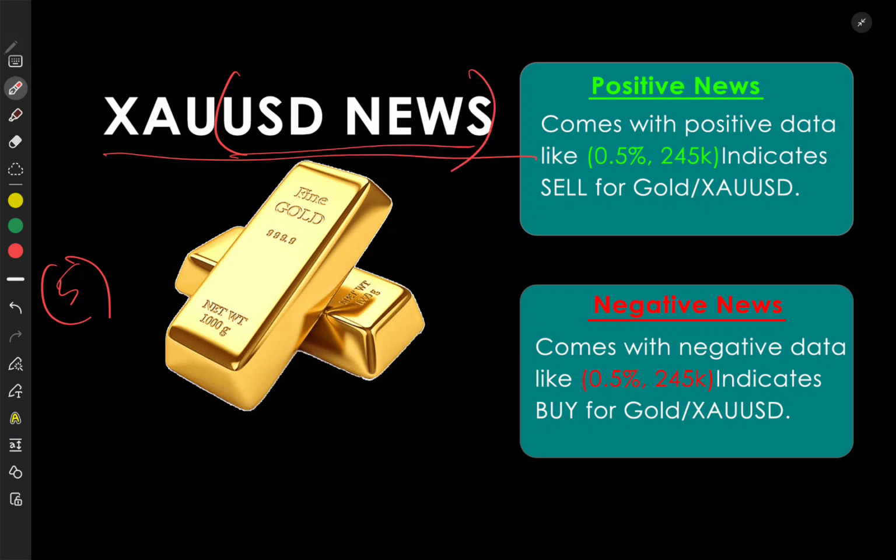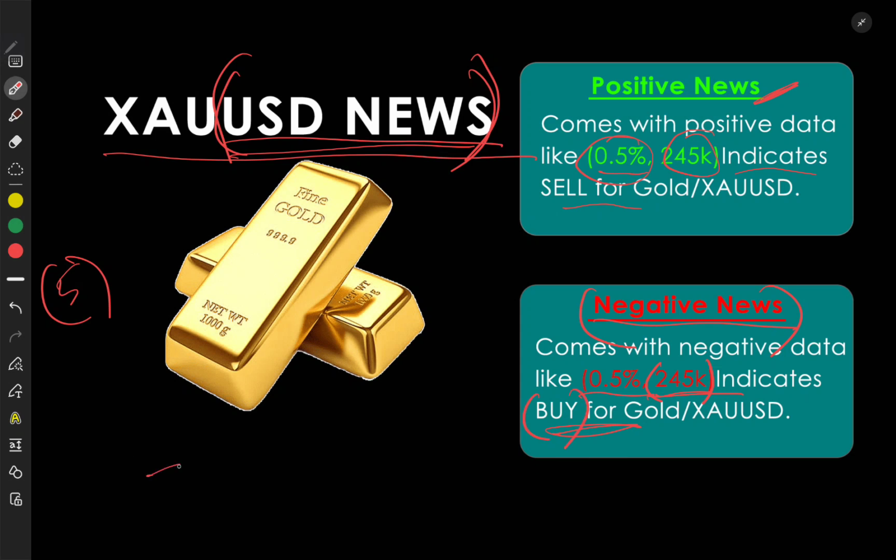Okay, as you can see there, I just wrote here XAUUSD news, and here is USD news. I just marked here. So gold basically depends on USD news data, so we have to keep our concern on USD news. Okay, so for the basic fundamental analysis, if news data come with positive data, like 0.5%, that means green 0.5%, green 245k, it indicates sell for XAUUSD. That means if USD data come positive, we will sell gold. If USD data come negative, we will buy gold. Okay, negative like red 0.5%, 245k, that means red. Then we will buy gold.